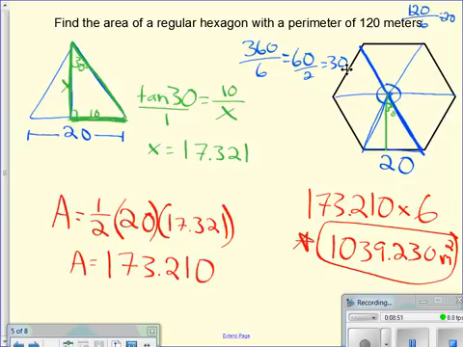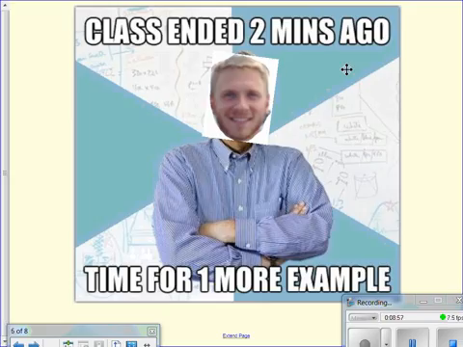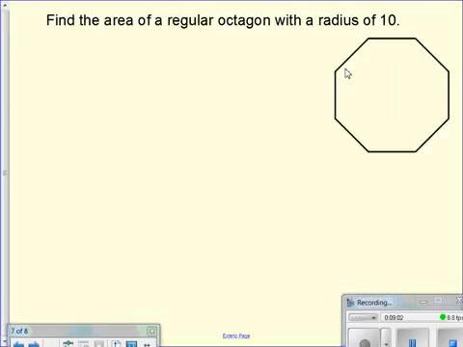Break it down. Notice the colors. Notice when I use them. You can totally do it. And the good news is, class ended 2 minutes ago, so we got time for one more example. Let's do one more really quick together, and then I think we're going to be feeling pretty good on this.